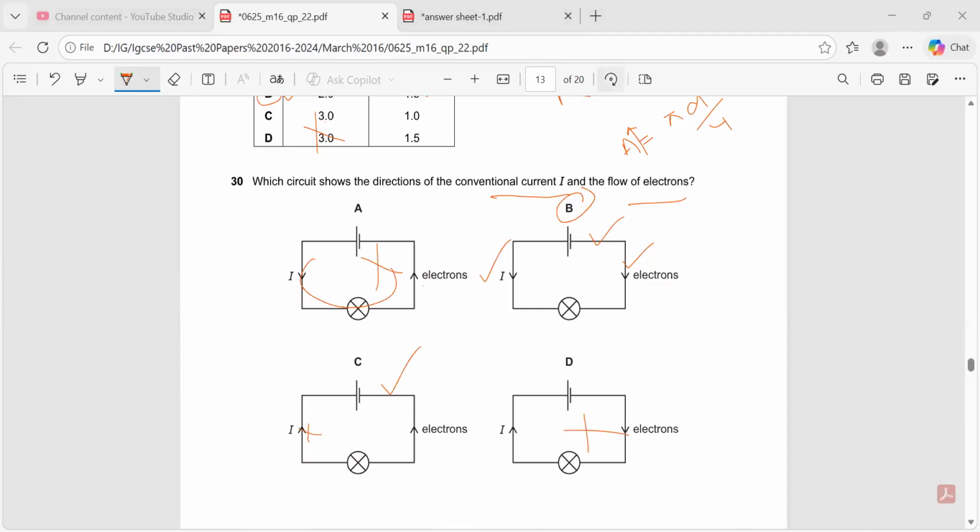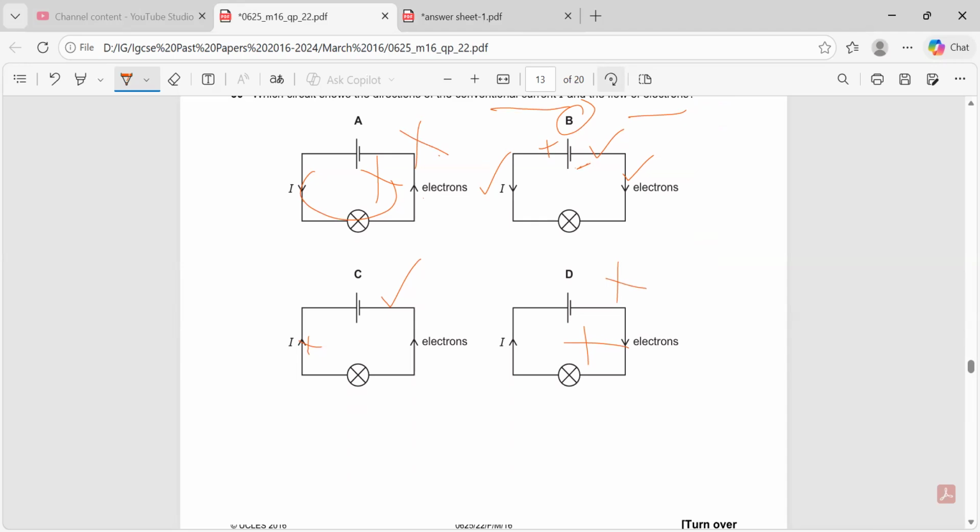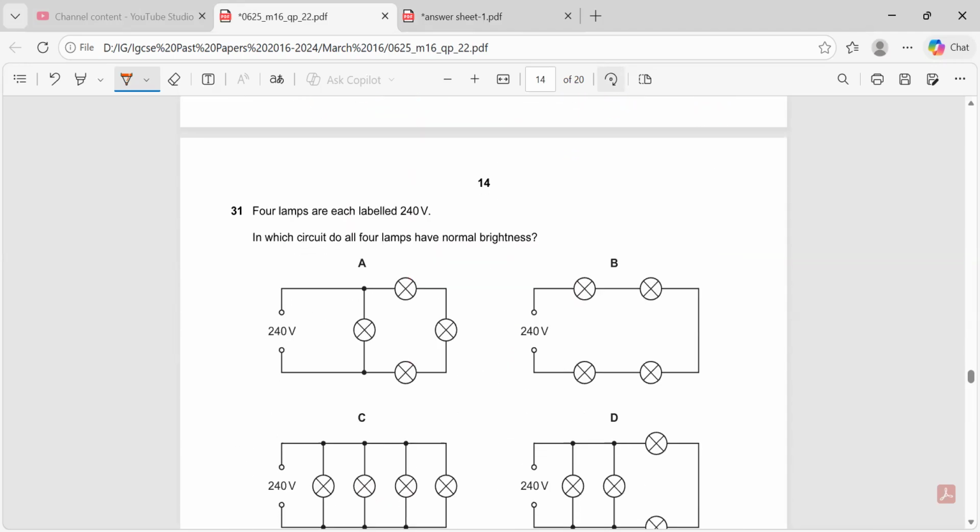So see, current is going from higher potential towards the lower, from positive towards what? Negative. And electrons are always flowing from negative towards positive. They are repelled by negative and attracted by positive. So this rule you should always remember. Similarly, if the current and electrons are going in the same direction, not possible. Similarly, here in D, electrons and current are going in the same direction, not possible. So B and C, and then we sort out that the correct answer is B. Now 31. Four lamps are each labeled 240 volt.